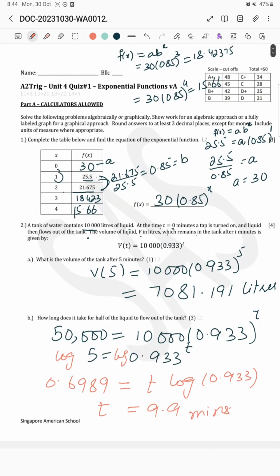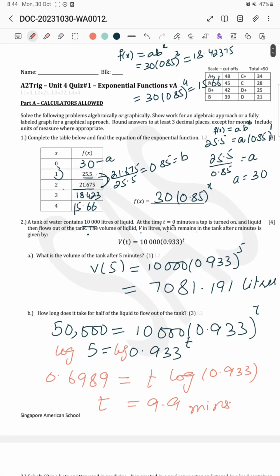So we are done with that. This is the revision of all different kinds of questions on exponential functions.